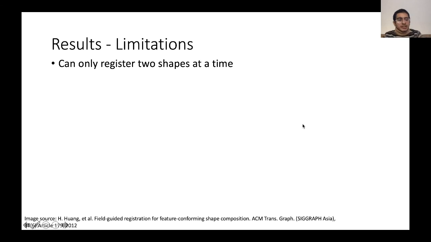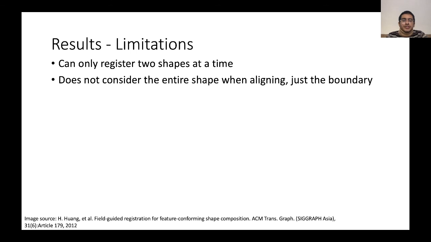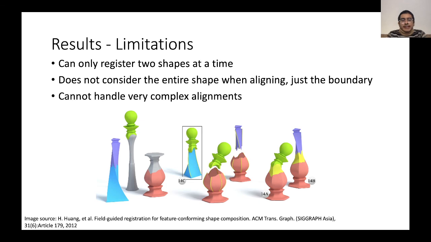So as for the limitations, there are quite a few. The issue is that you can only align two shapes at a time. If you have three or more shapes, then it will not work. And then it only considers the area along the boundary when aligning the parts and not the entire shape, which I will explain in a few seconds why this is an issue. And then it can't handle complex alignment.